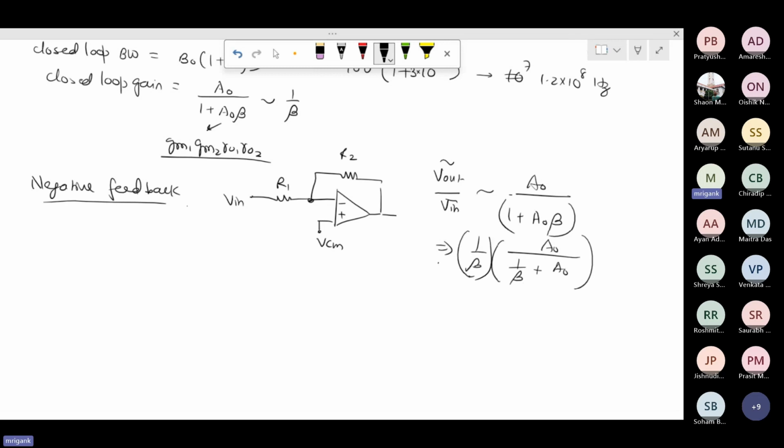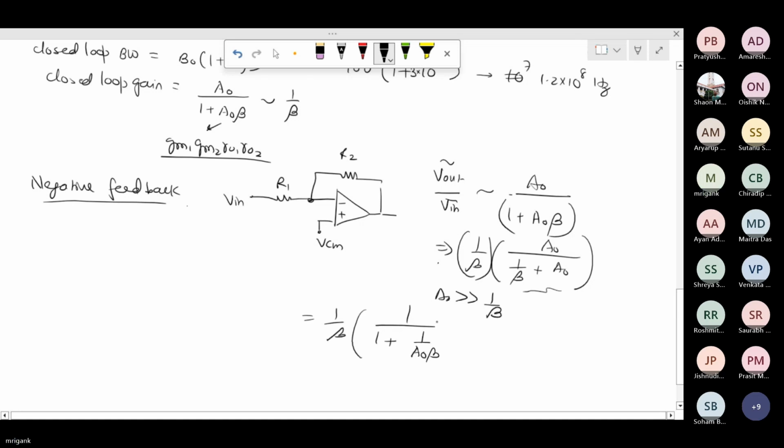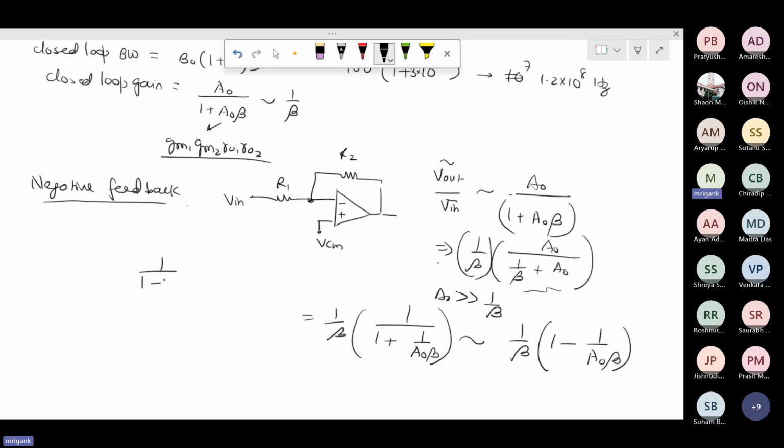So my target gain is this, and for that to happen, I need A naught to be much greater than 1 upon beta. How much greater? If I take A naught also out, then this will be something like 1 upon beta, 1 upon 1 plus 1 upon A naught beta. This is 1 plus x, where x is very small. I can write it as 1 minus 1 upon A naught beta, because 1 upon 1 plus x is approximately equal to 1 minus x for x much, much less than 1. This all of you know.